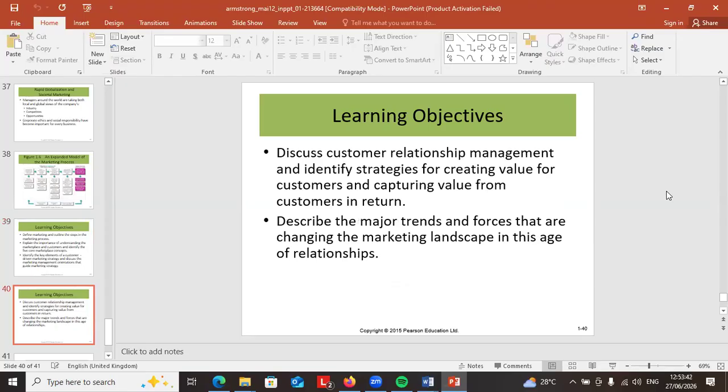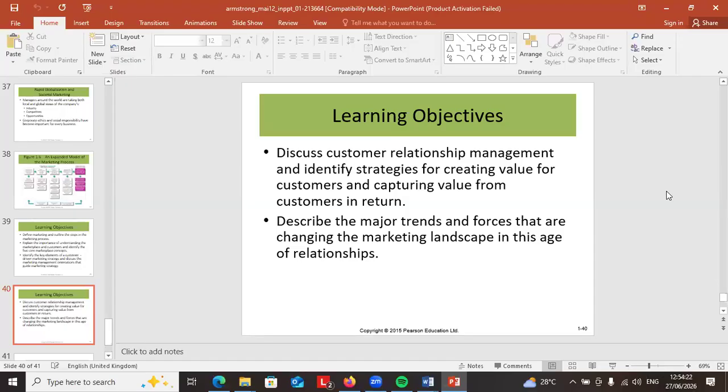Last but not the least, by now, I expect you to be able to discuss the various concepts such as customer relationship management and identify the strategies for creating value for customers and capturing value from customers in return in terms of customers' lifetime value, share of the customer, customer equity, etc. Right? And finally, I expect you to be able to describe the major trends and forces that are changing the marketing landscape in this age of relationship.